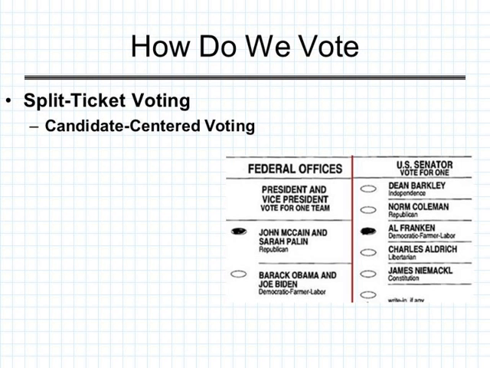So what this person did when they were voting is they said, I like John McCain. I like his individual characteristics. I like what he can do because of John McCain, not because he's a Republican. But when it came to the U.S. Senator, there was a Republican running, but they chose Al Franken because, for some reason, they felt that Al Franken was a better candidate. So they split their ticket, and they were more candidate-centered.